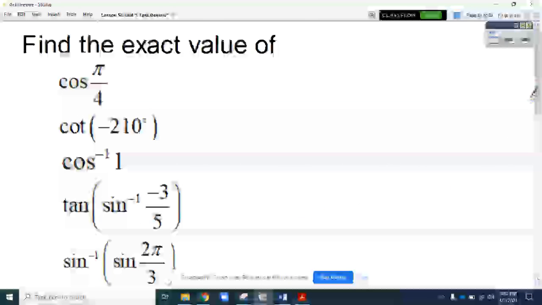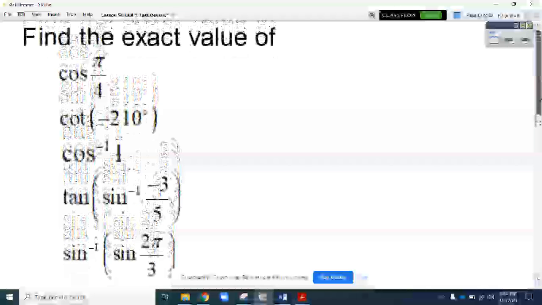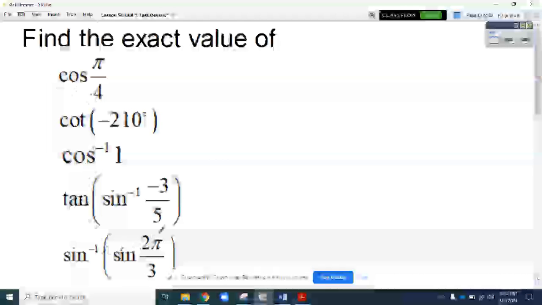Find the exact value. All right, so I'm going to ask you to try all 5 of these problems. I want you to try all 5 of these, and then I'll go through my solutions.